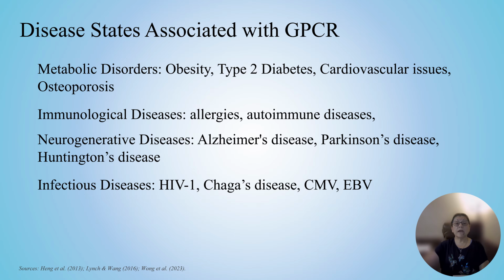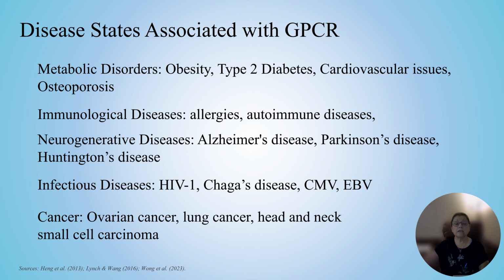The next one is infectious disease, which includes HIV-1, Chagas disease, CMV, which is cytomegalovirus, or EBV, which is the Epstein-Barr virus. And with these particular ones, it's like the HIV-1 viral GP120, or the CXCL17, or the hedgehog protein. And the next one is cancer, which includes ovarian cancer, lung cancer, head and neck, and small cell sarcomas.